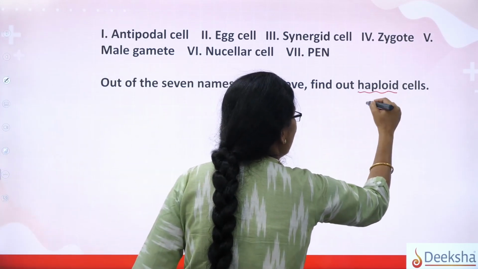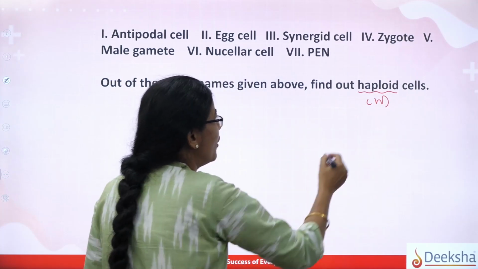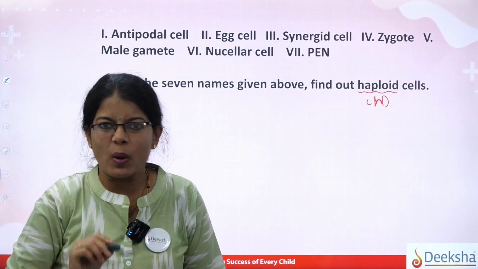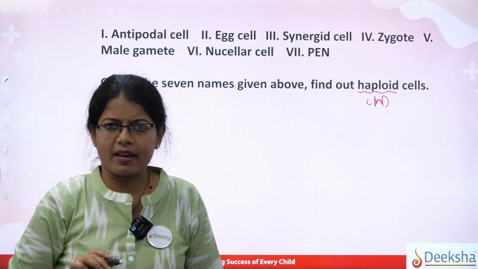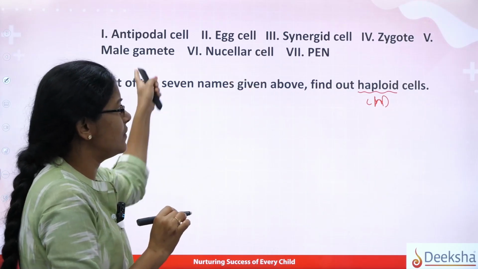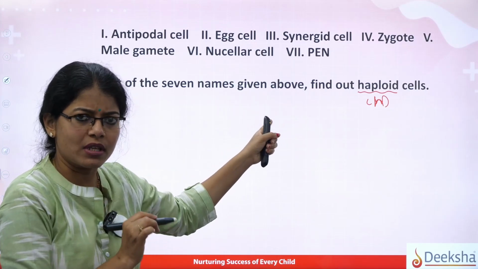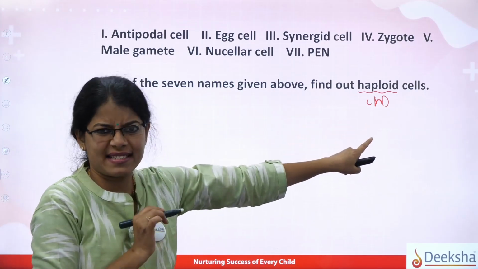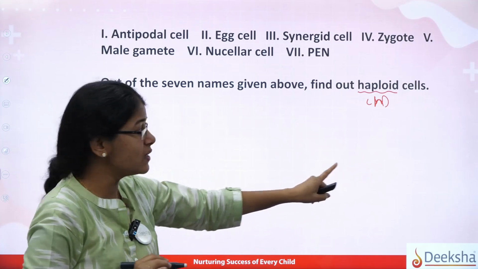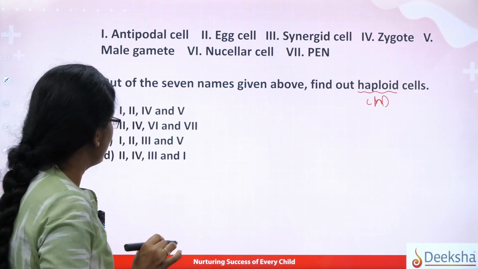Haploid is N, correct? Diploid means 2N. Triploid means 3N. So now you are supposed to identify, out of these cells present in the embryo sac, which are haploid cells, that is N, a single set of chromosomes. N stands for that. Okay, and here are the options.